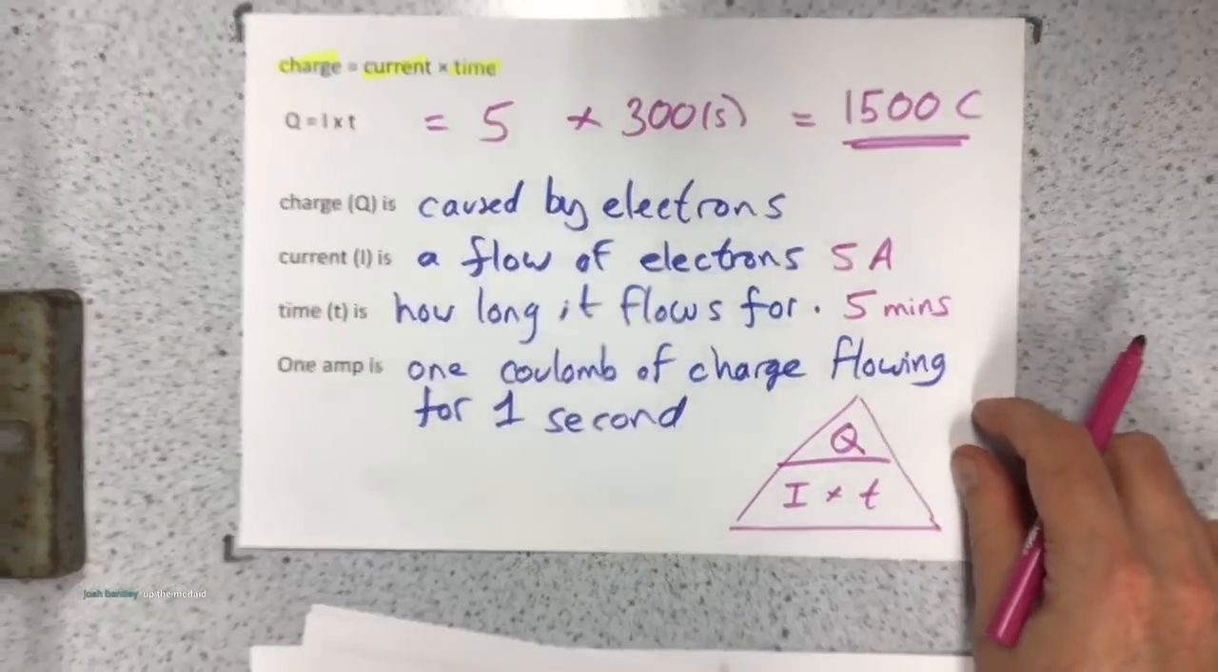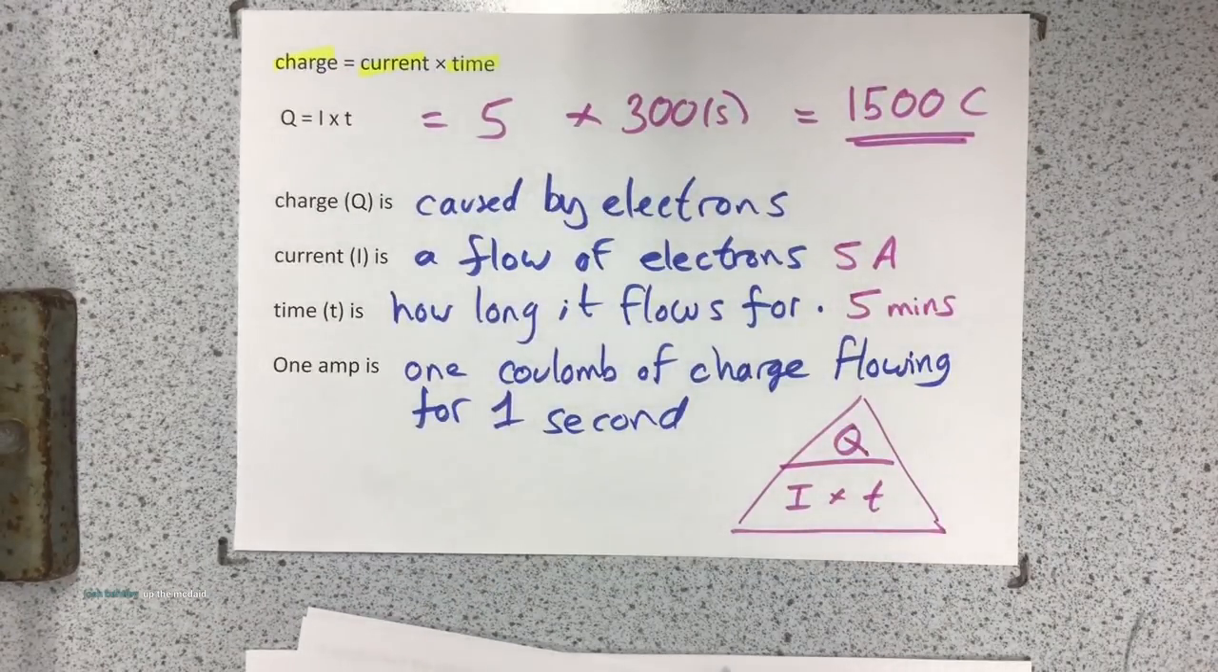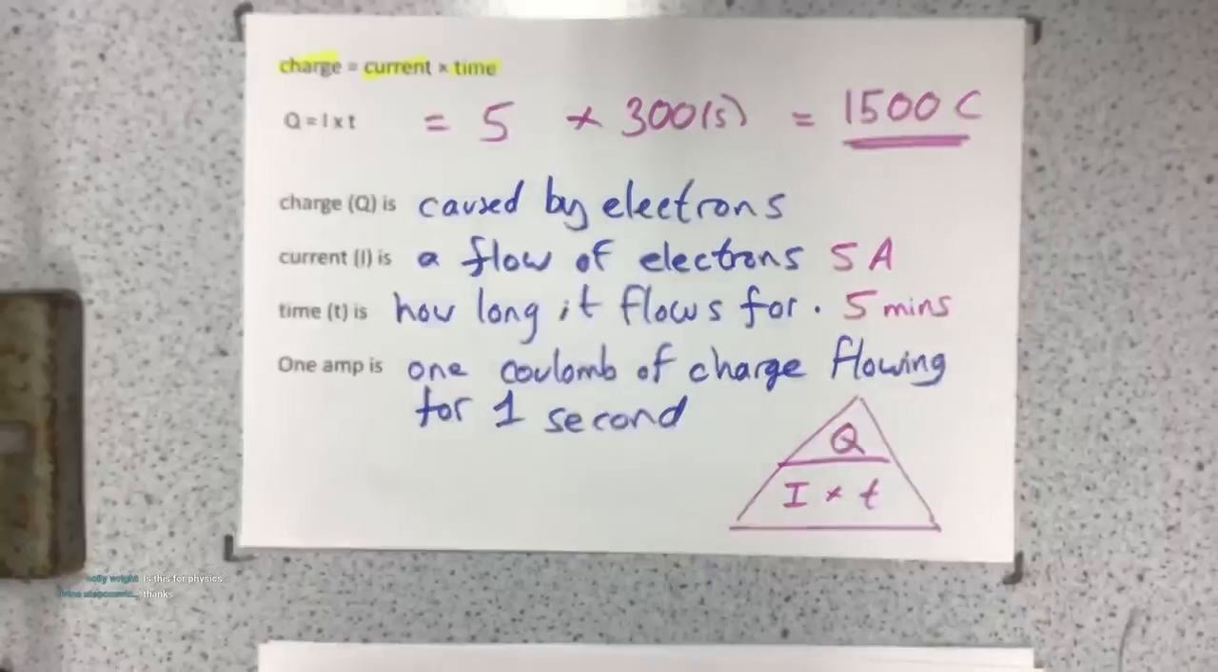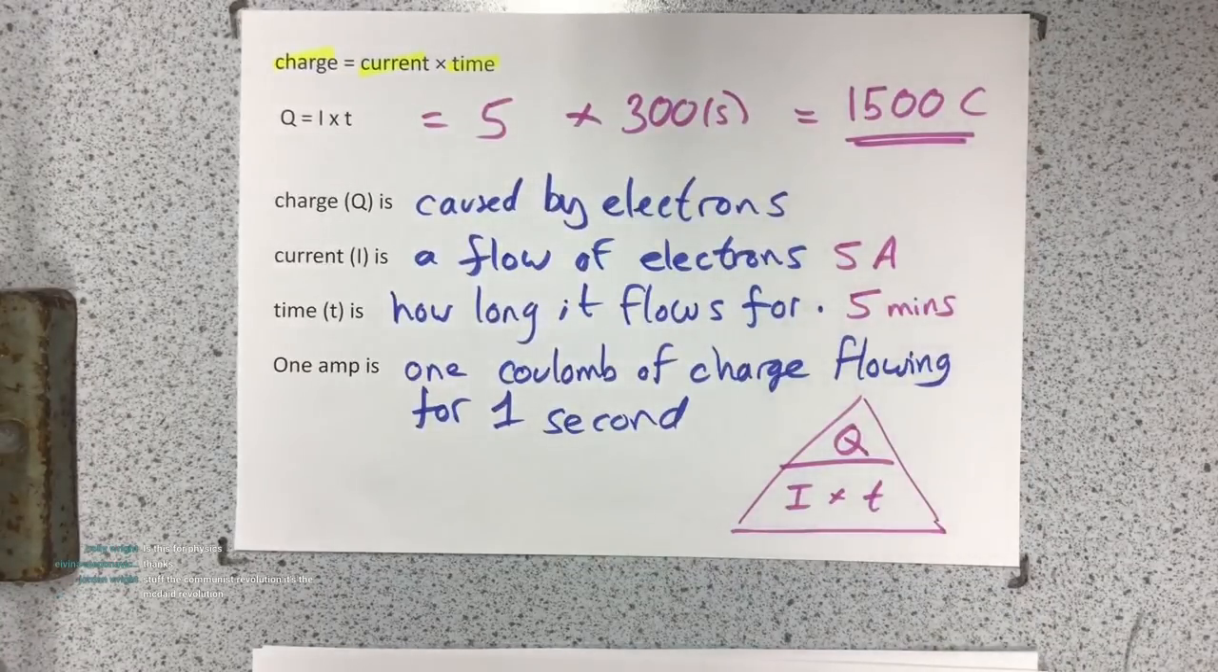Okay, so just to recap there quickly, charge is caused by electrons and current is a flow of electrons, and you can calculate the charge by multiplying the current by the time to give you your answer in coulombs. Okay, so now that we understand what charge is, we can move on to looking at a little bit about electrical circuits, and in particular we're going to start off with one of your required practicals.